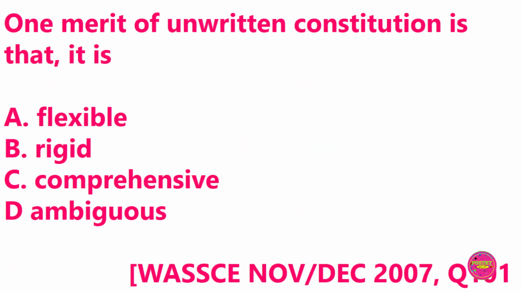One merit of unwritten constitution is that it is A. Flexible, B. Rigid, C. Comprehensive, D. Ambiguous. The correct answer to this question is A. Flexible.